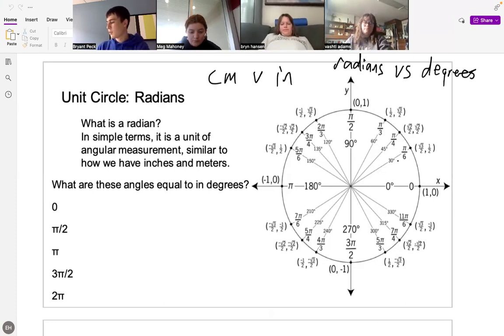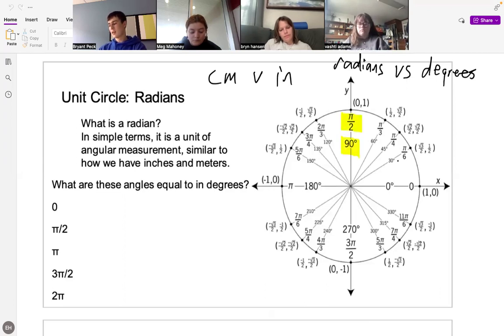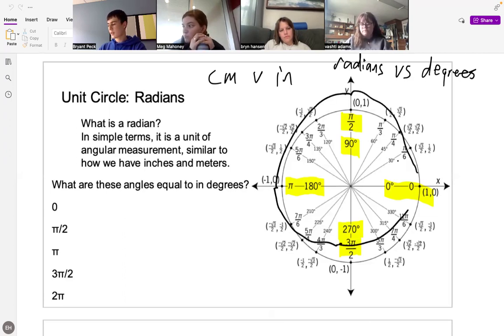And if we look, we can see that according to our unit circle, pi over 2 is the same as 90 degrees. Pi is the same as 180 degrees. 3 pi over 2 is the same as 270 degrees. And then 0 is going to be the same as 2 pi, because if we go around this unit circle, we can see that we're adding half pi each time. And if we add 1/2 pi to 3 pi over 2, that'll get us to 2 pi.